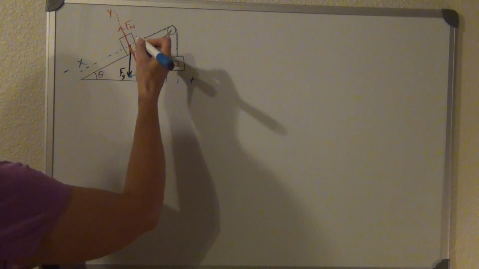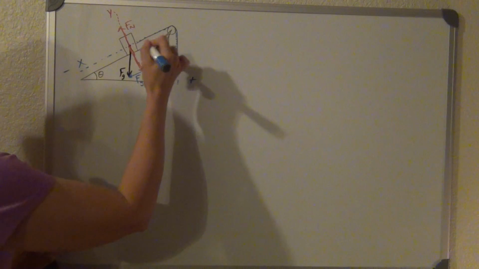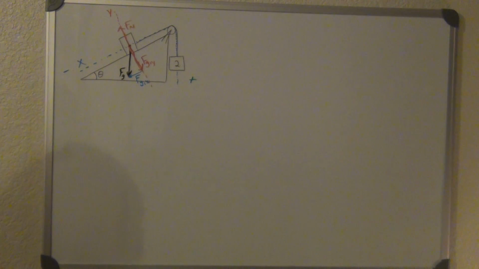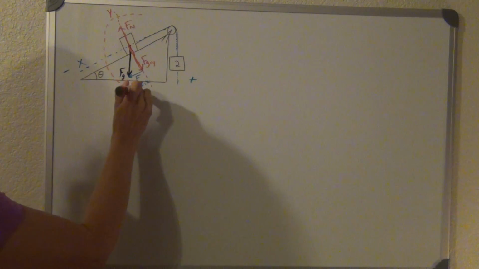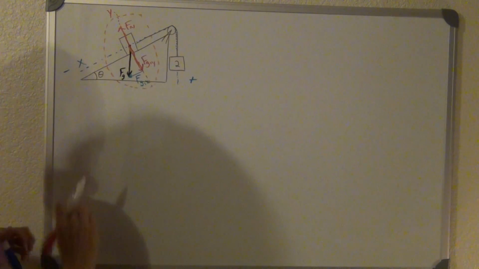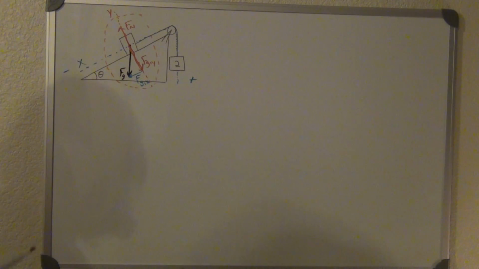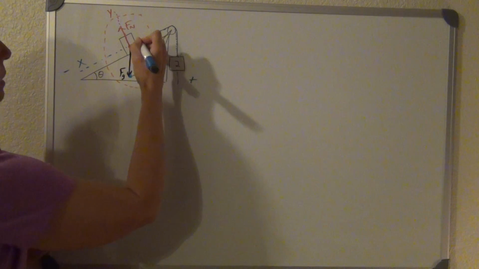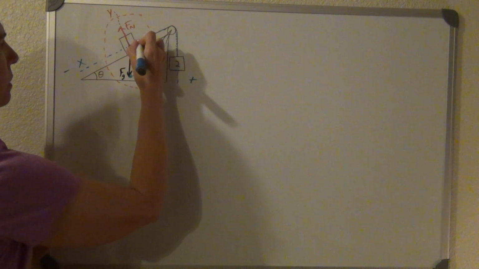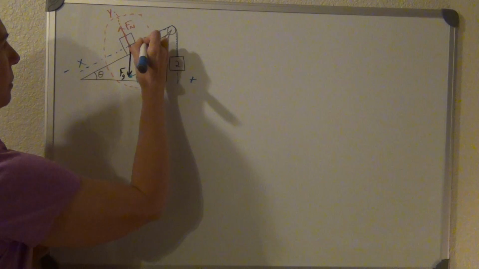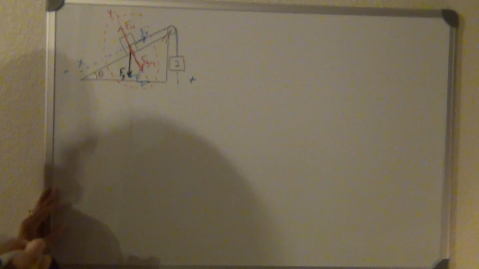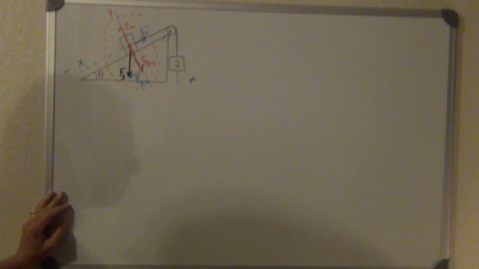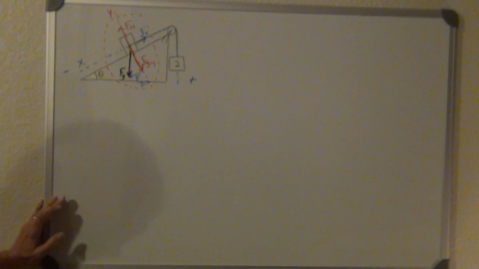And then if we were to isolate just mass 1, we have one other force acting on it, and that's the strain, right here, pulling it up the ramp. So that's our force of tension. We don't have friction in these. They're just inclined planes with pulleys with no friction first.